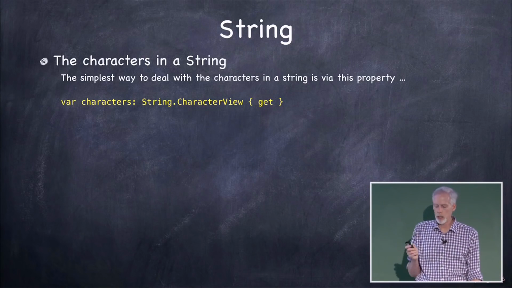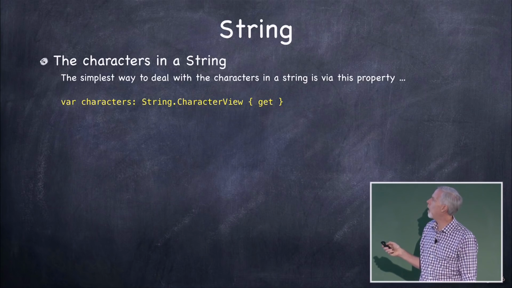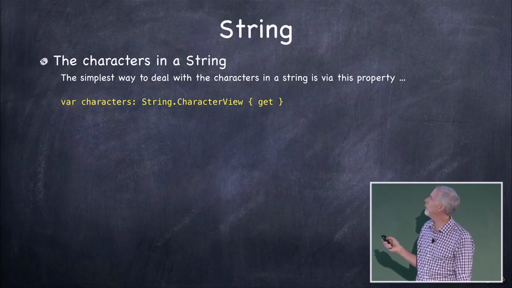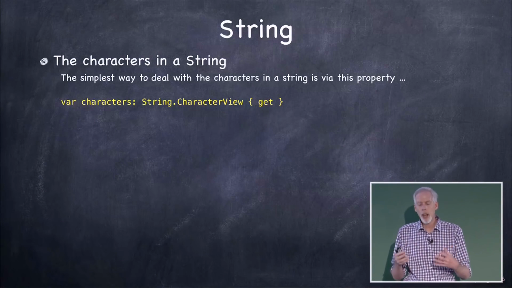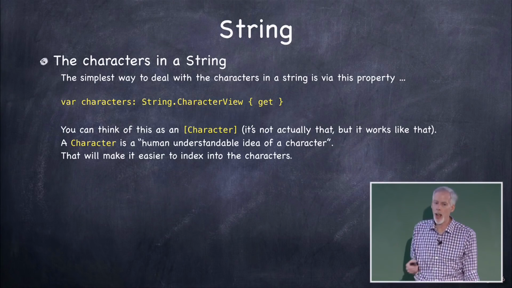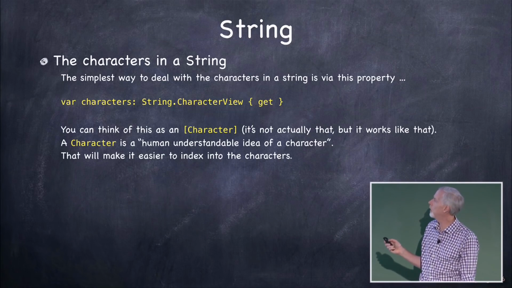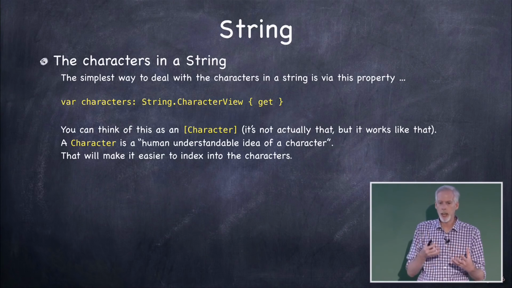So you're going to want to read about this. I'm not going to cover it all in lecture here. But one interesting way to look at a string is by calling string.characterView. If you call characterView on a string, you'll get the characters in what looks like an array of character. It's not actually an array of character, it's a character view. But it can be indexed with ints, and you can get at the characters.